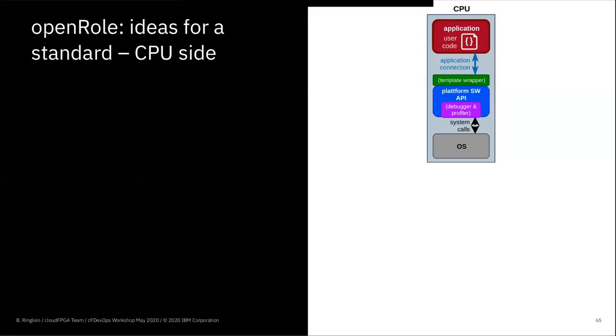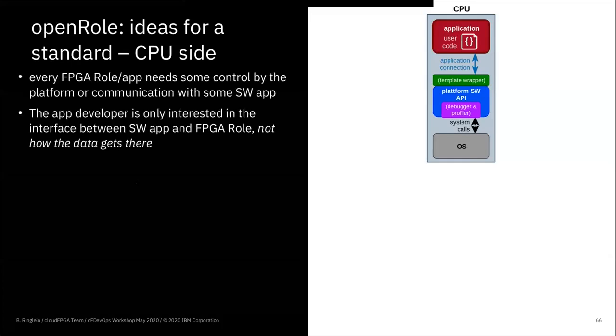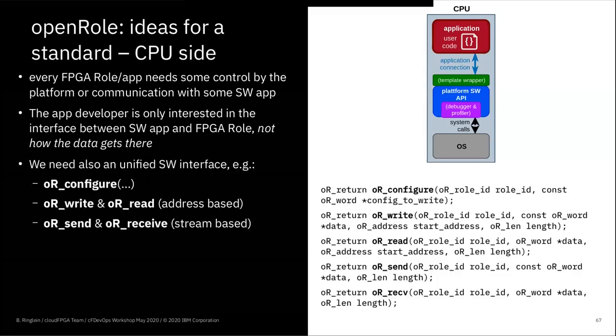Now let's switch sides and look at the CPU part. As mentioned earlier, there's always a CPU involved in FPGA applications, so we should specify this part of the platform too. Hence, we need functions that mirror the interface on the FPGA side. For example, we need a way to write to the configuration register of the role and to retrieve a status from the application. Next, we need, of course, the data path and have, again, both types of communication: write and read functions for address-based communication, and send and receive for stream-based communication, just as a proposal. A brief sketch is given here on the right-hand side along with the function signatures of the mentioned APIs.